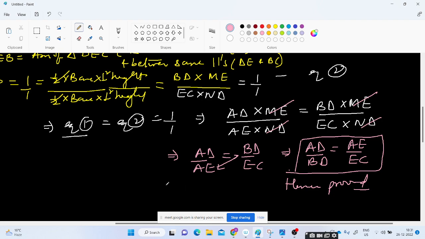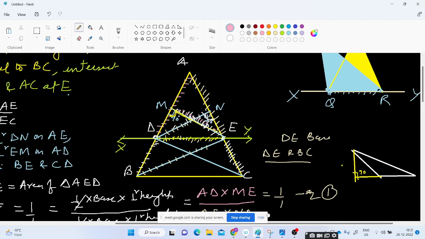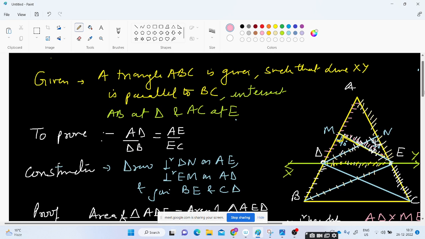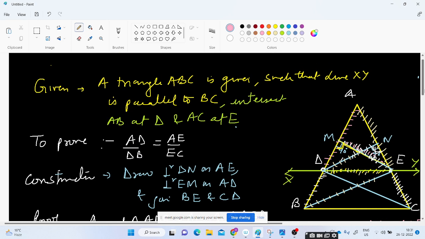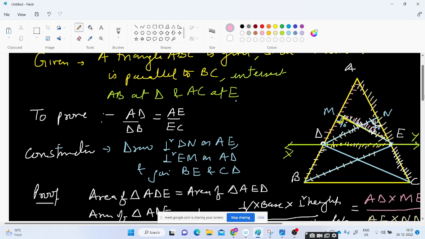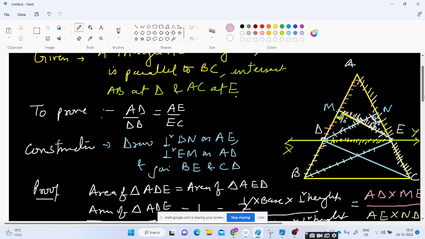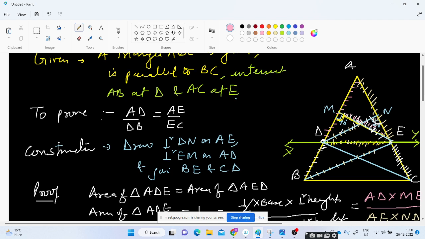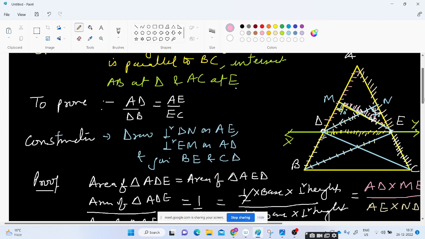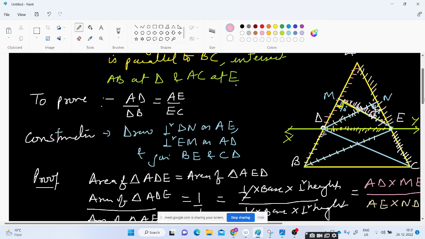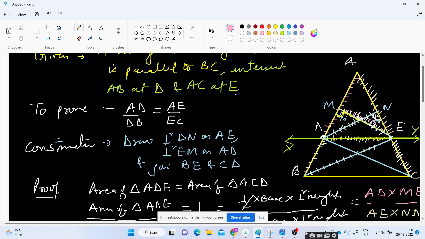Okay. So now we will do the converse of midpoint theorem. Okay, this I will revise you again. क्या करना है इसमें आपको, एक ट्रायंगल लेना है ABC which is given to you and take XY line which is parallel to BC, the base line, okay, which intersects AB at D and AC at E. Now we have to prove the ratio of the two sides, that is AD upon DB is equals to AE upon EC. So for that we do little construction. We draw perpendicular DN on AE, EM on AD, and we join BE and CD.